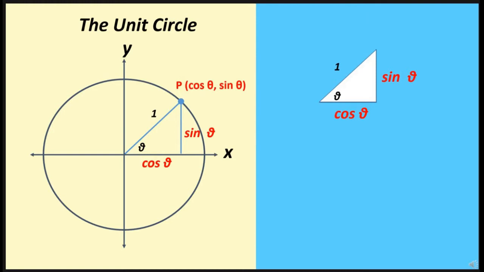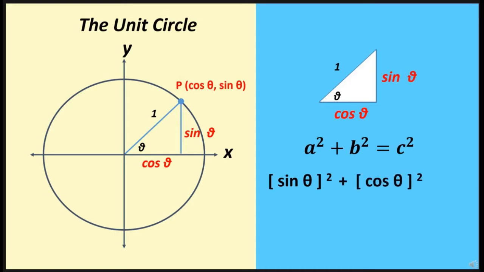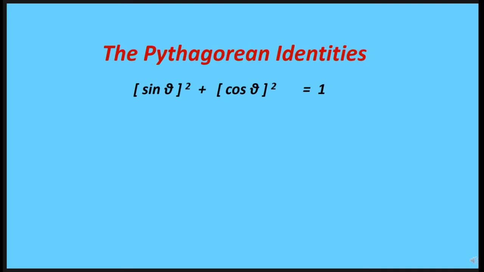But let's focus our attention on our right triangle and recall the Pythagorean theorem. Meaning, a squared plus b squared is equal to c squared. If we equate a to the opposite side of our right triangle, b to the adjacent side, and c to the hypotenuse, then the sine of theta squared plus the cosine of theta squared is equal to 1. Thus, we have the first of what is commonly referred to as the Pythagorean identities.